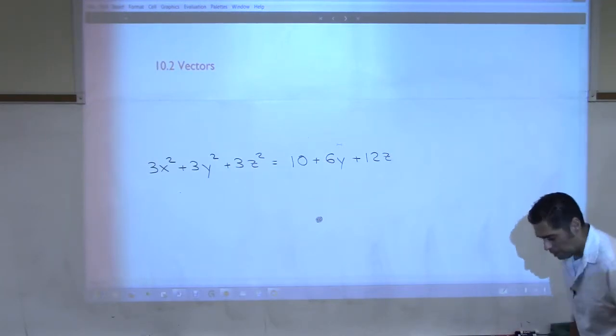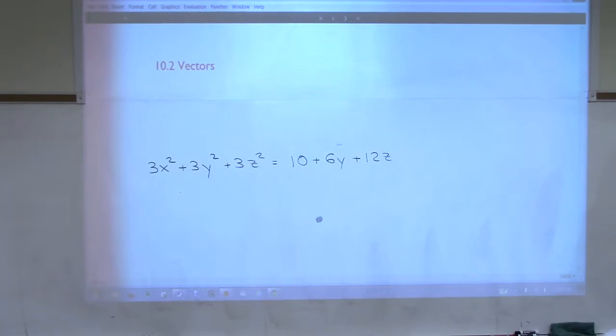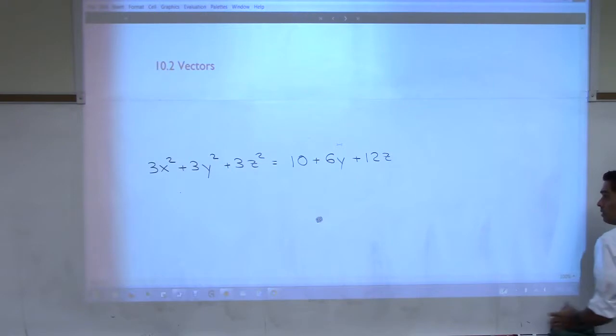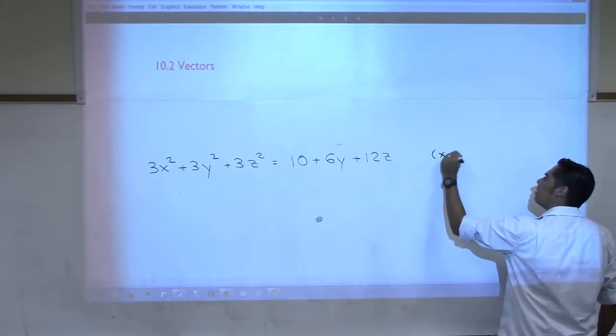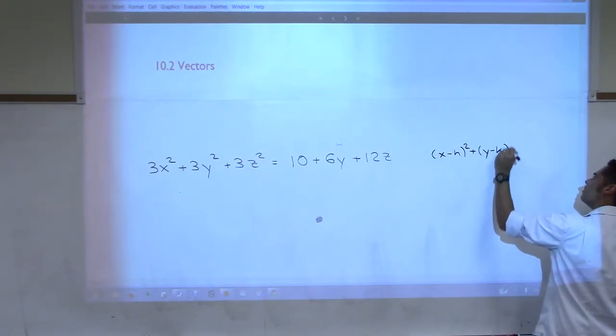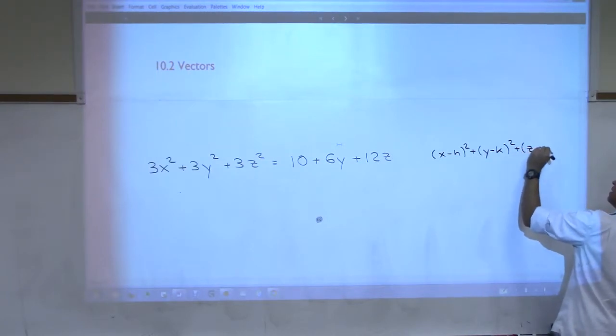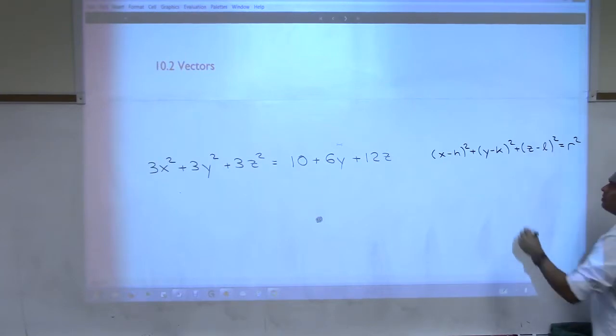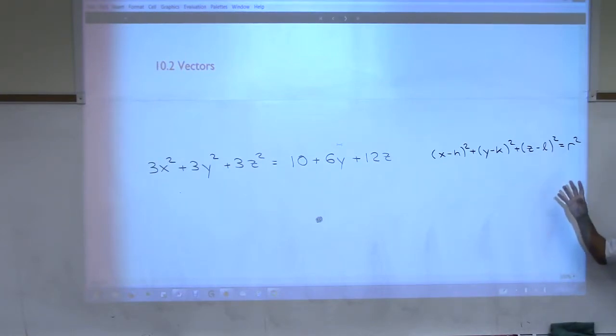All right, so the instructions here on this section were to find the center of the sphere and find the radius of the sphere given this equation. So remember that the goal is to get it to look like this: x minus h squared plus y minus k squared plus z minus l squared equals r squared. All right? So did we talk about this last time? Equation of a sphere? Okay, this is it right here.